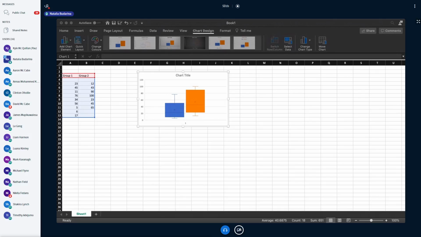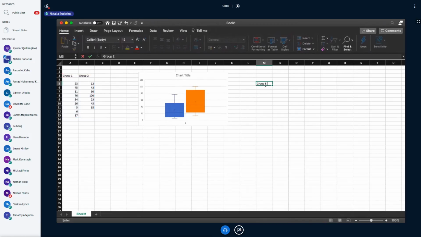And which group has the most variable data? Again, the orange box has a height bigger than the blue box, so the orange box has more variable data. For example, group 2 has the highest median and the most variable data.